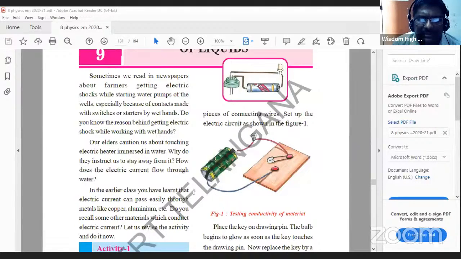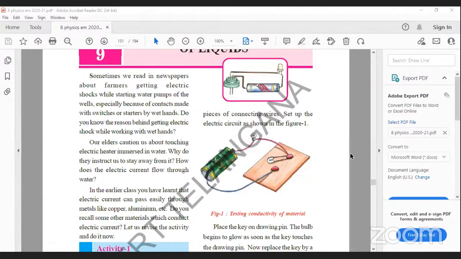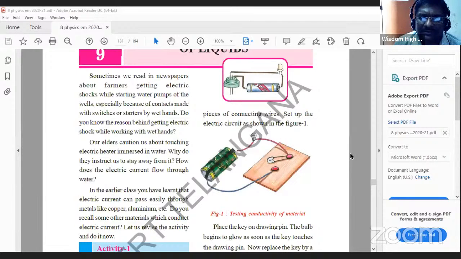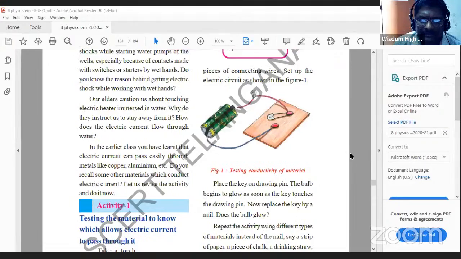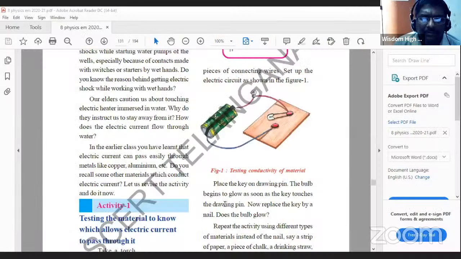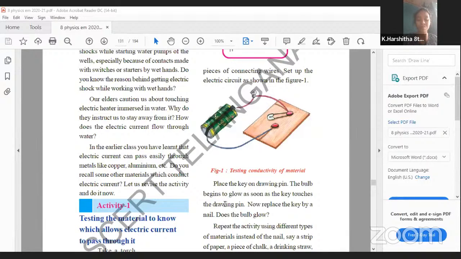Srinitha, yes, what do you want there? Any problem? Manineta, sit right. What about you, Arshita? Sir, your voice is not clear. Is it okay now? Yes, sir, it is clear now.